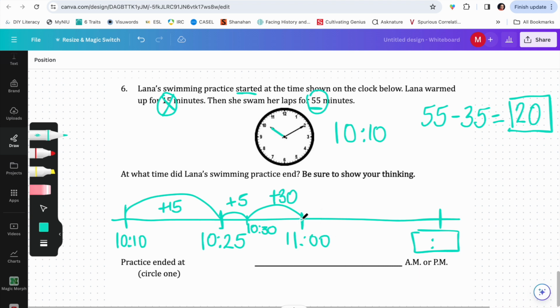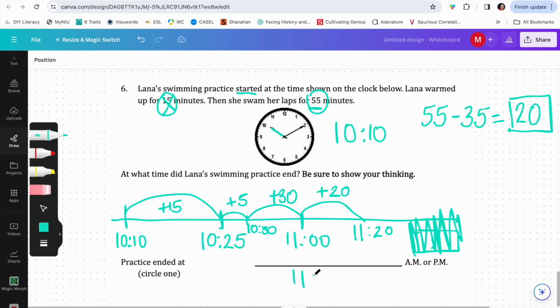So we're at 11 o'clock, and we hop 20 more minutes. Keep in mind this is not proportional at all, and it's distracting me a little bit, but I don't want that to be misleading you. We're at 11 o'clock, we hop 20 more minutes. And that means, I'm going to end my number line a little bit early, that our practice is ending at 11:20.